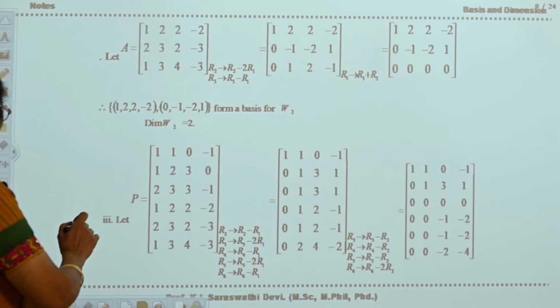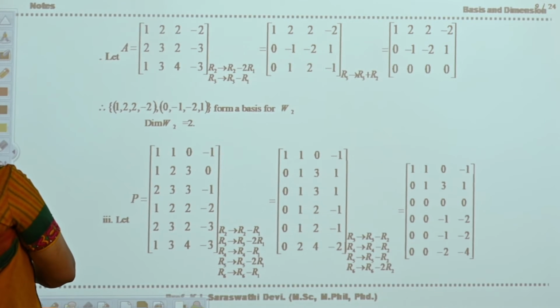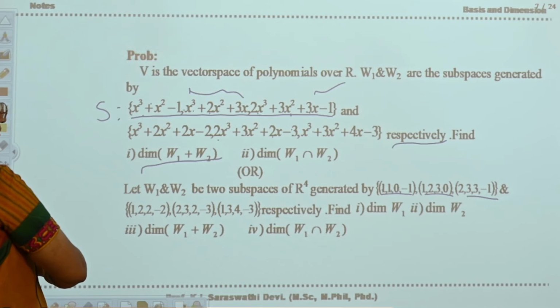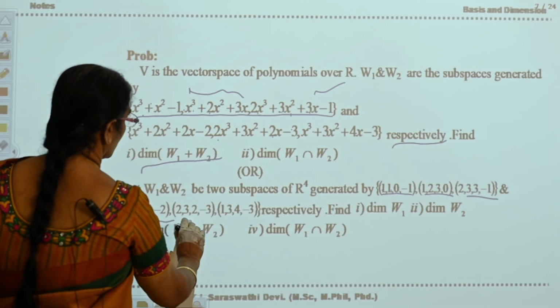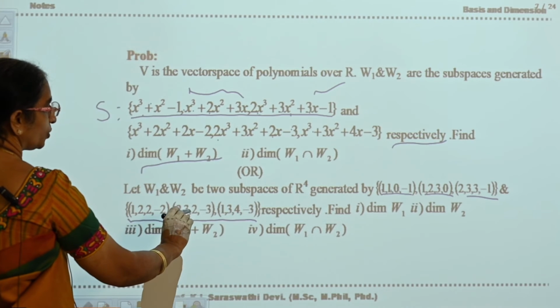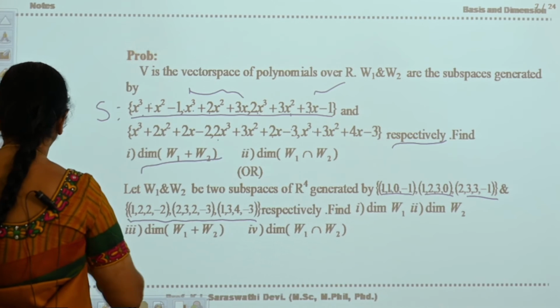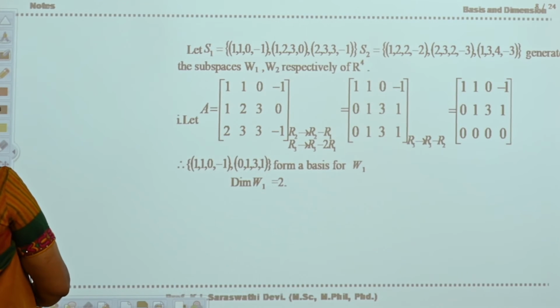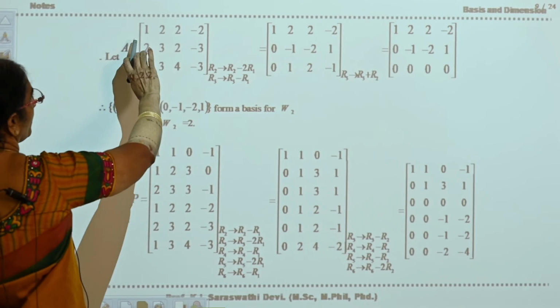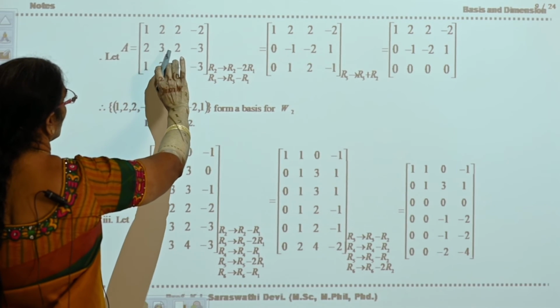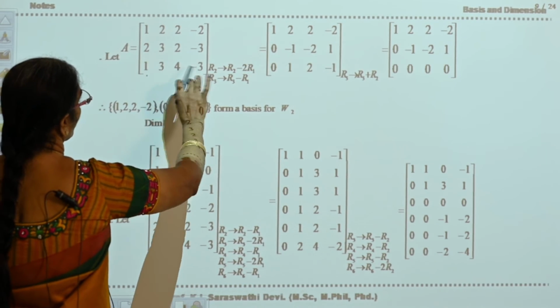Now that is the generating set. You can take the generating set of W2. This is the generating set: (1, 2, minus 2, 2), (3, 2, minus 3, 1), (3, 4, minus 3). Write it as a matrix, and that is this one: 1, 2, 2, minus 2, 2, 3, 2, minus 3, 1, 3, 4, minus 3.